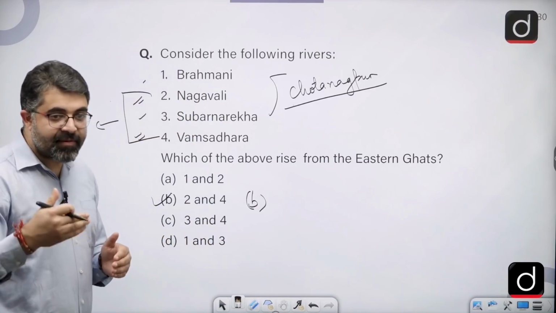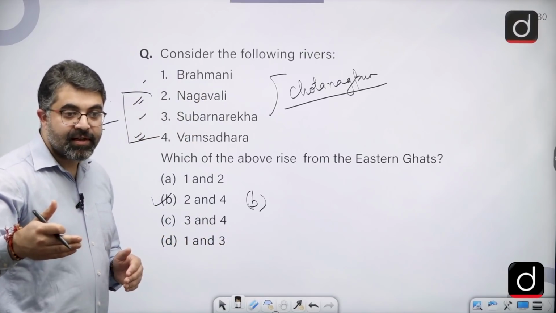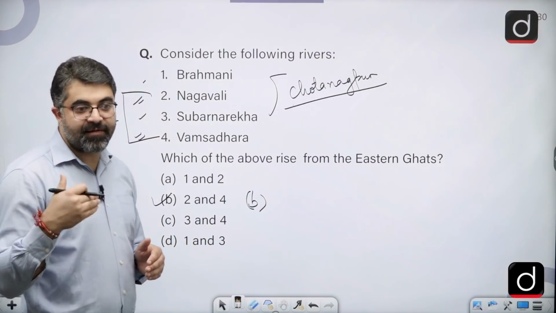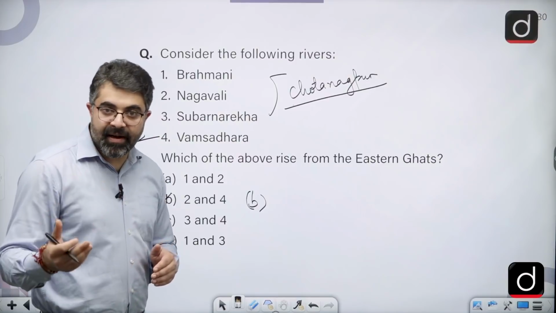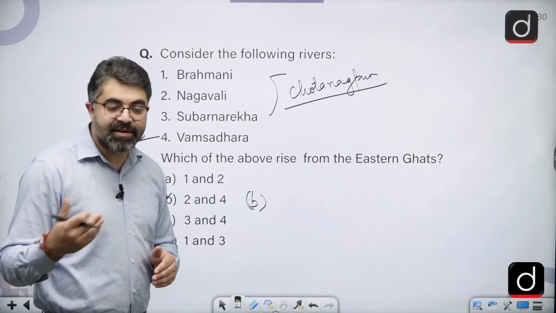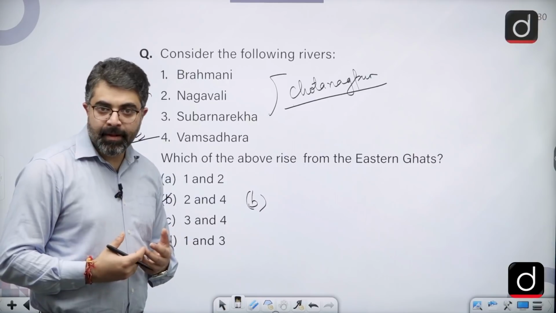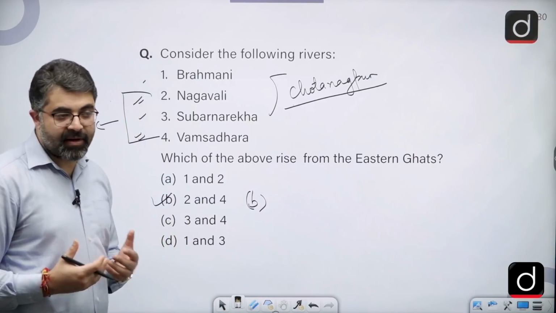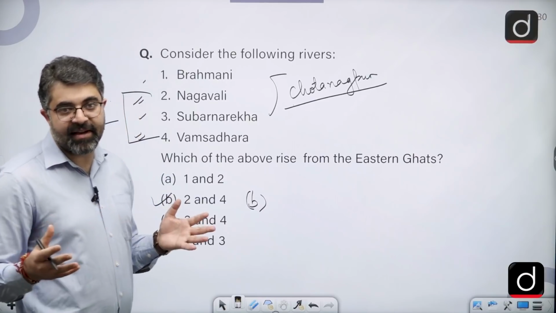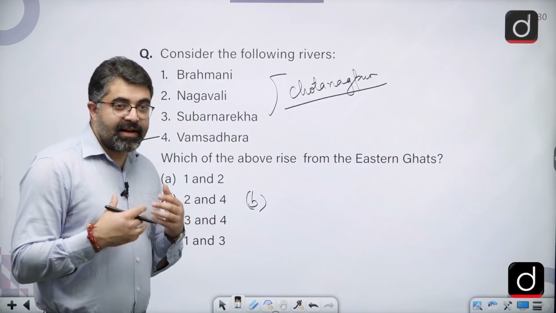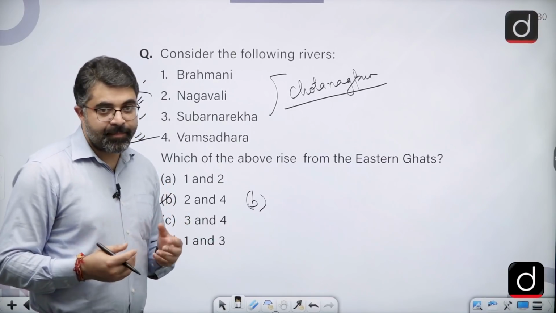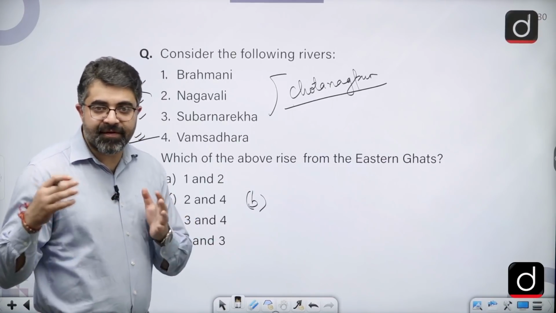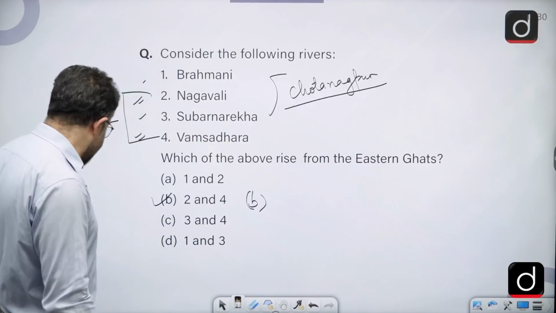So please keep track of rivers which have been in use because of floods, because of some new barrages, because of some dams, because of some disputes. That is quite important, because otherwise a lot of rivers are there in India, a lot of tributaries are there, and it's quite difficult to remember all of them. But those which have been in use because of one or the other reason, you should keep track of.